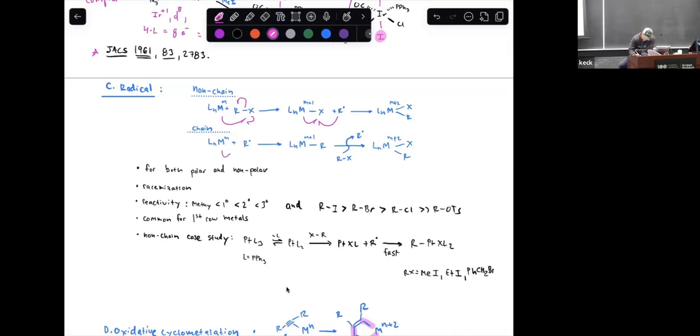That's the non-chain pathway. And then the chain pathway is where a carbogenic radical engages with a metal that generates the unpaired spin on the metal, that is going to engage with the halogen atom to generate said carbogenic radical, that then will eventually go on to a second metal center or a third, and so on and so forth.